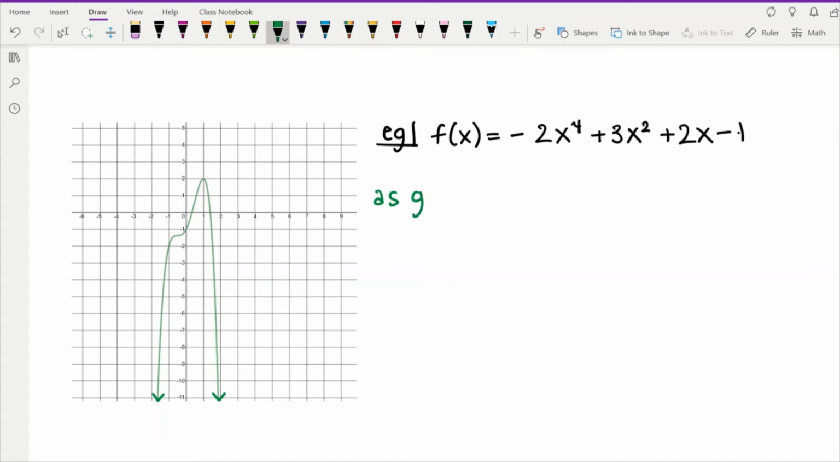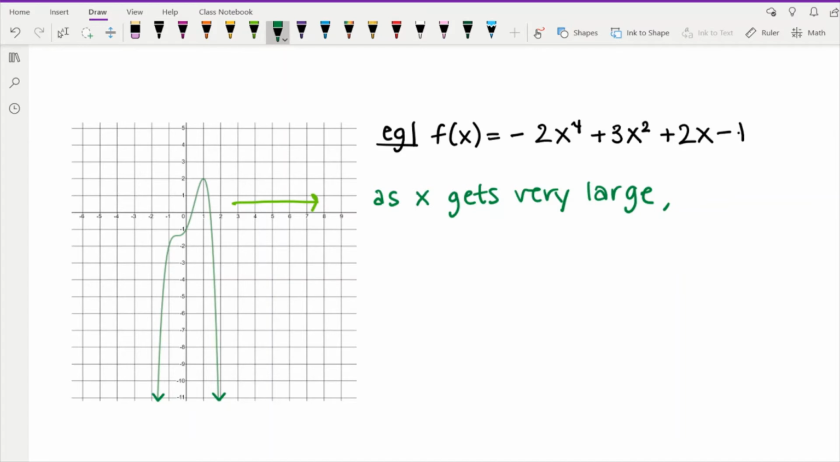So as x gets very large, what is happening to f of x? We can't see the whole graph here, but I want to think about the trend. As we go further and further to the right on the x values, what is happening to the y values of this function? What is happening to the outputs?